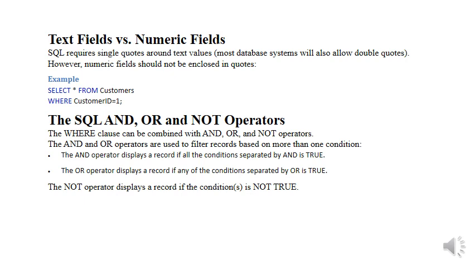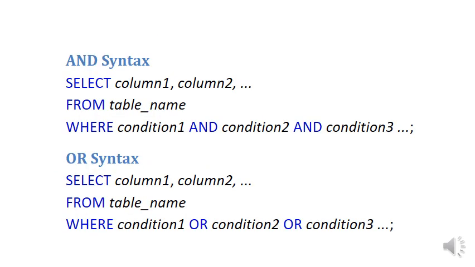Also, if it is numeric, you can put an equal sign. And then you have the SQL AND, OR, and NOT operators. WHERE condition 1 AND condition 2 AND condition 3, you can do that. With OR, WHERE condition 1 OR condition 2, whether condition 1 is 8 or it's 9 or it's 11, in any one of them, it will list it. So you need to practice these commands for them to make sense.